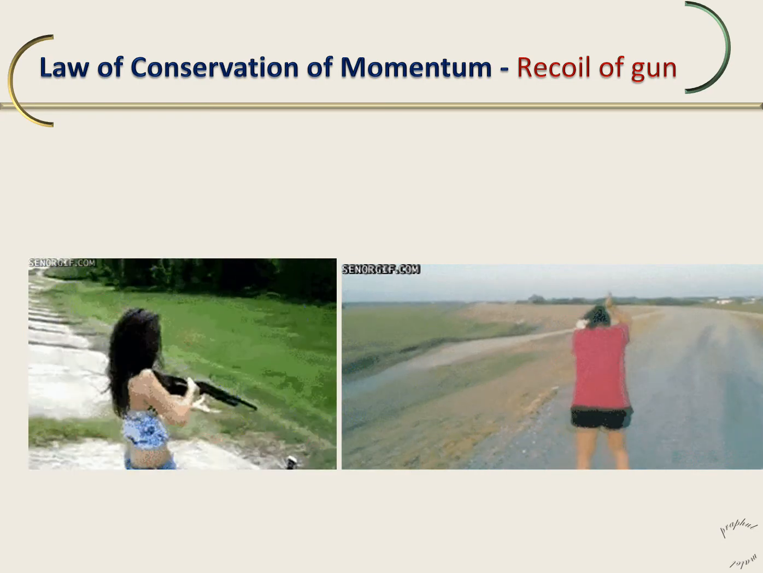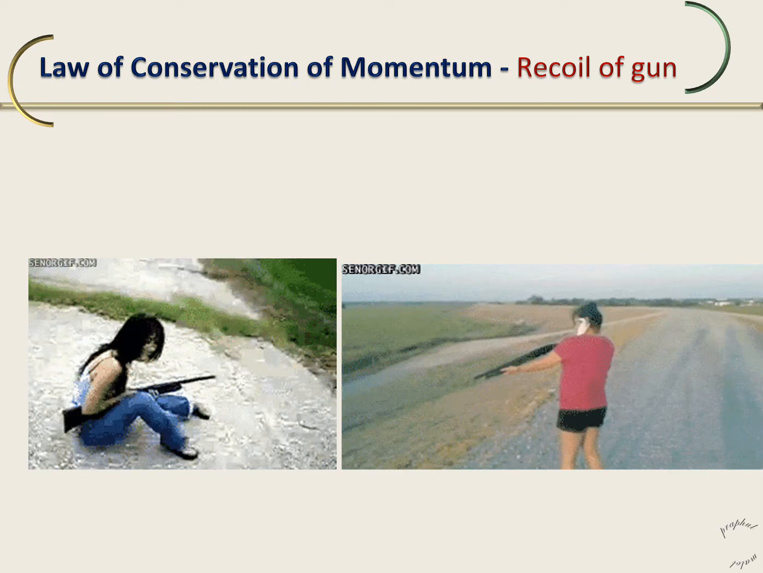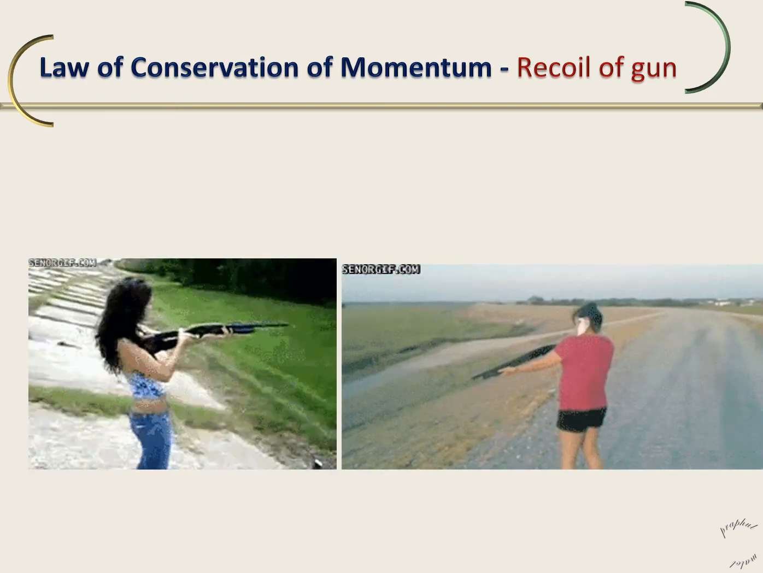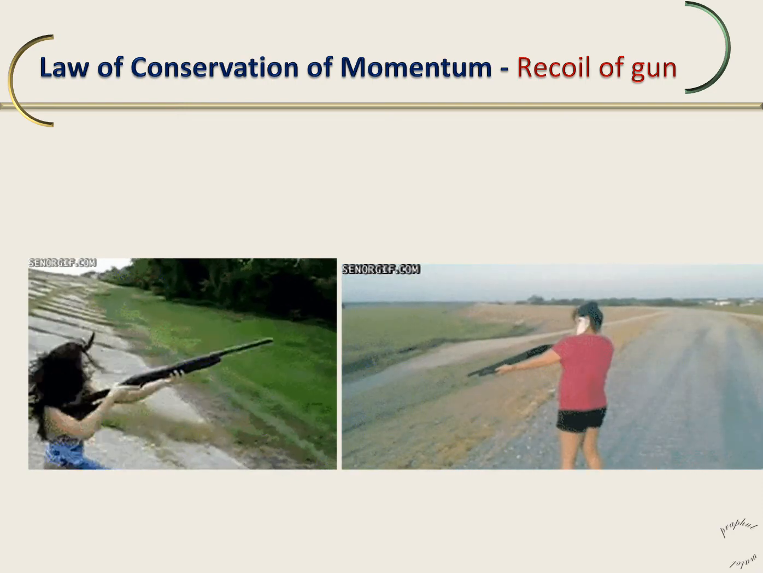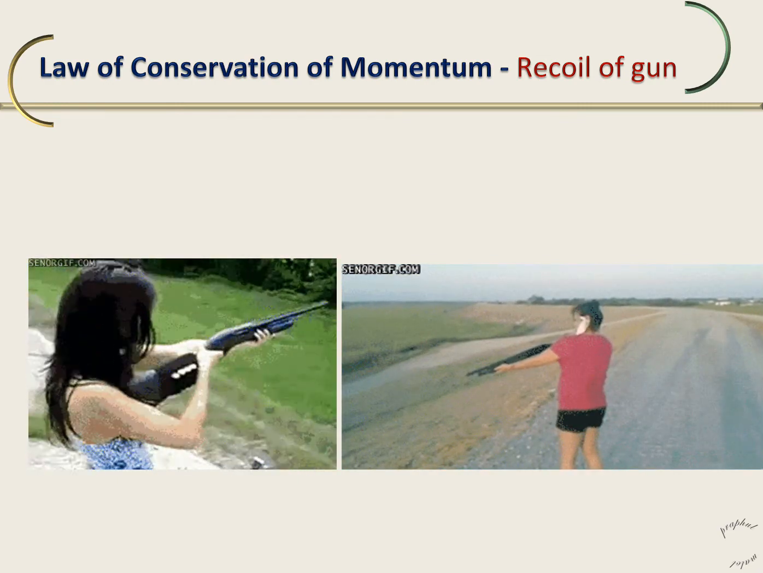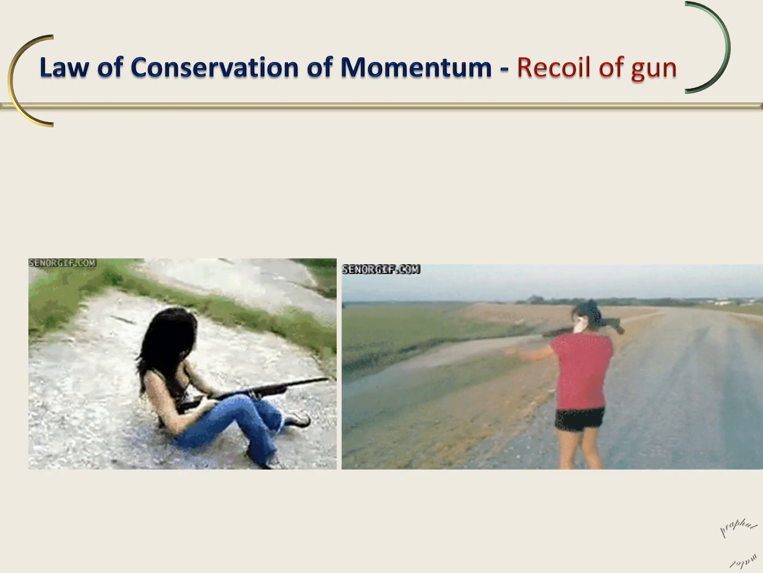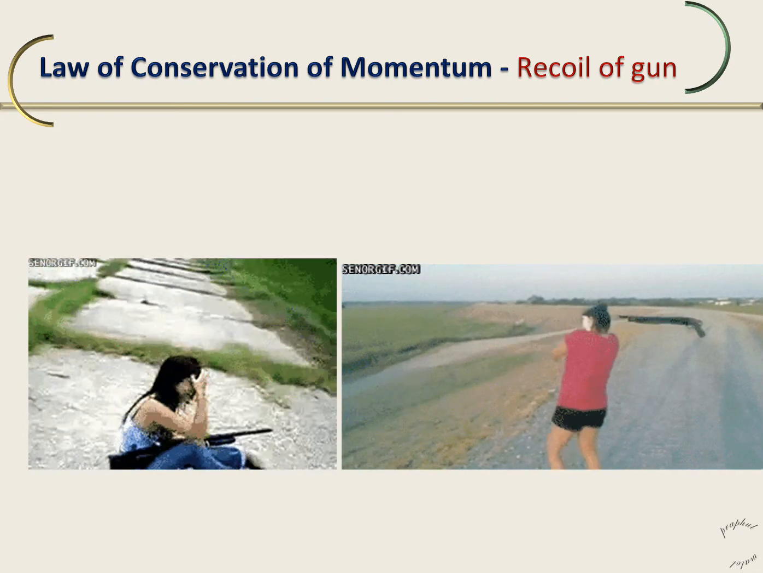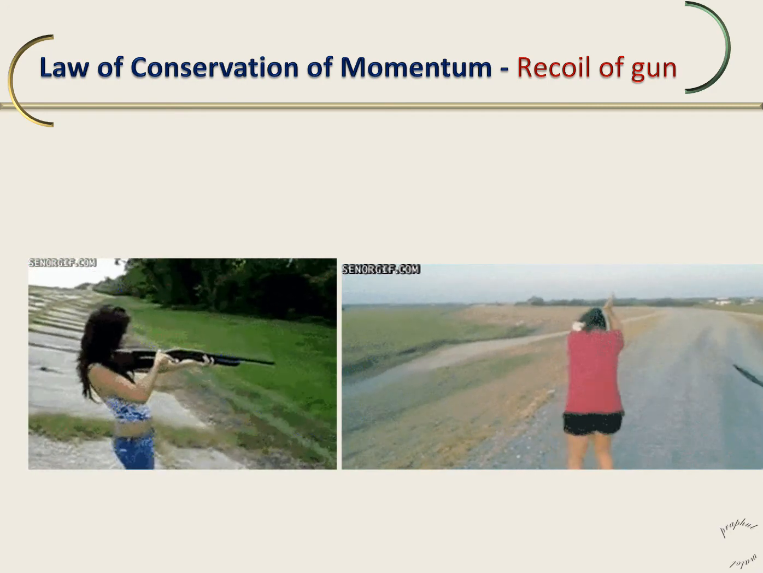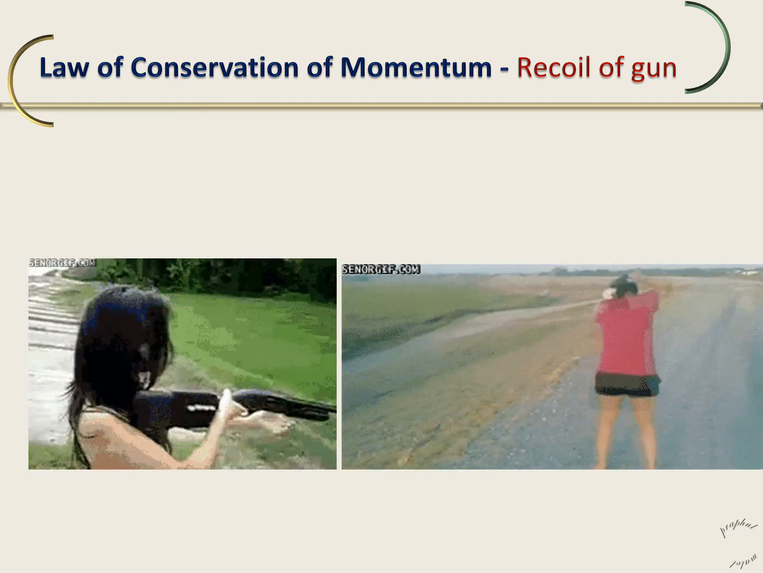Let's see some more examples from everyday life. That's the recoil of a gun. When you fire a gun, the gun will move backwards. This is called recoil. Why does this happen? Before you fire, the gun and the bullet are not moving and they have a total momentum of zero. So after you fire the gun, the total momentum should also be zero, according to the law of conservation of momentum. So when the bullet goes forward, the gun should move backward with the same momentum, so that when you add the total momentum of bullet plus gun, you get zero.